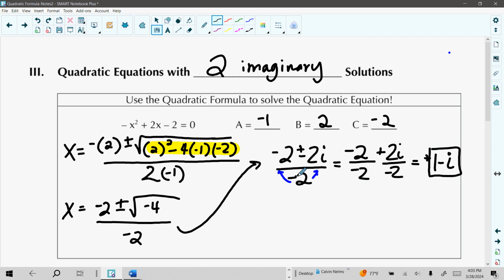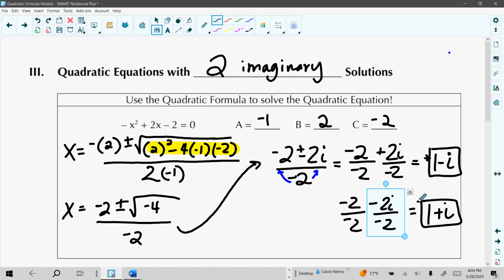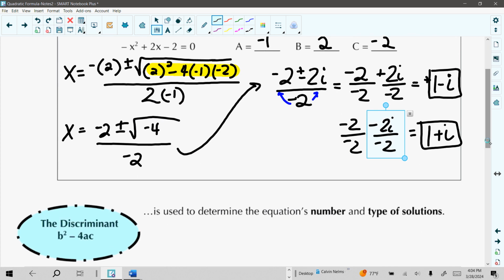So that's one solution. And then I also have to deal with the subtraction. So this would be -2 over -2, but now minus 2i over -2. Well, negative divided by negative gives me a positive, and here, negative divided by negative gives me a plus i. So this is just showing the two imaginary solutions. If I wanted to keep this with plus or minus, I could just say 1 plus or minus i, just like that.